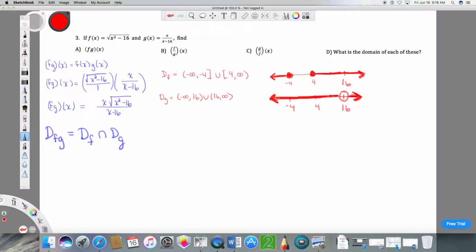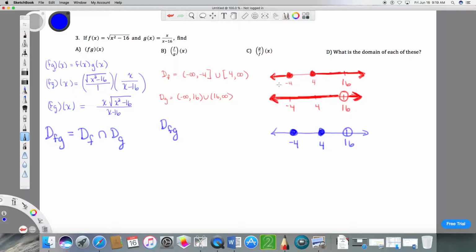So if I want to find the domain of this product, this new function, fg, then I have to intersect these two sets. To be in the intersection, you have to be in both sets. -4 is in both sets. -4 is in my intersection. +4 is in both sets. +4 is in my intersection. 16 is not in both sets. 16 is not in my intersection.